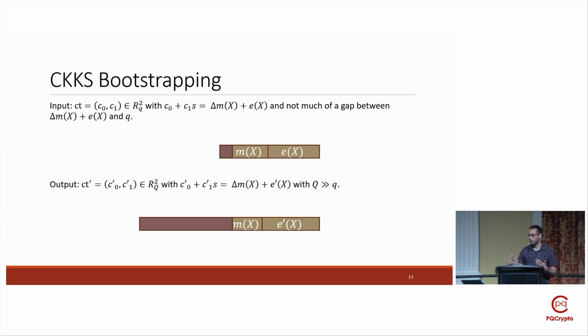So quickly, what is CKKS bootstrapping? You're given an input ciphertext without much room to work, so the modulus noise gap is small. And then the output ciphertext is going to have a lot more room to work, but you might have maybe a little bit larger error that might eat away at the message. But this modulus noise gap is large again, and this means you can continue on with your computation.